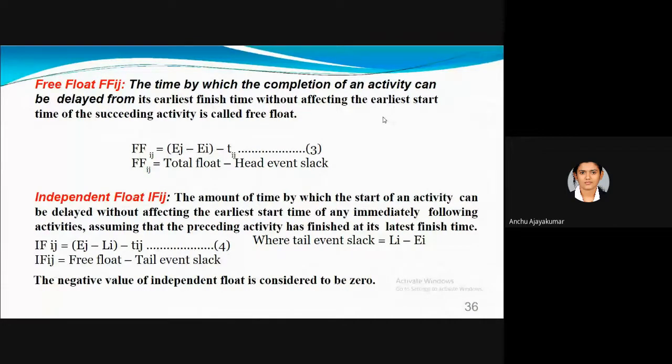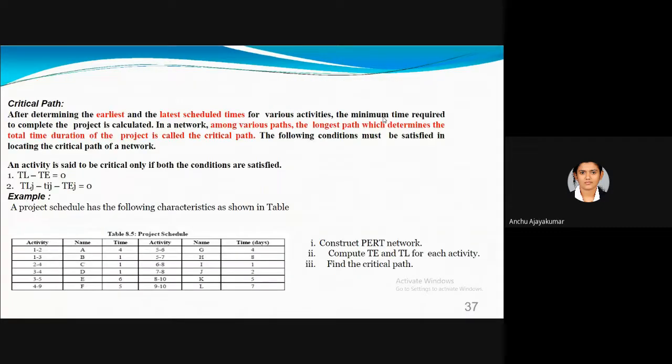Free float is nothing but total float minus head event slack, and independent float is nothing but free float minus tail event slack. The negative value of independent float is considered to be 0. That is an important point that you can expect as a question: the negative value of independent float is considered to be 0.